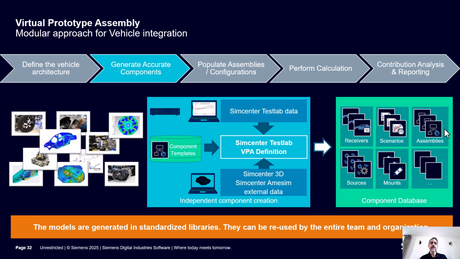Here you find some examples of typical data sources in order to populate this virtual prototype assembly. So we will define accurate components. We will use a library of components from simulation and or from testing. For instance, test lab data, SimCenter 3D, SimCenter AimSim can be used, as well as external data from other software. Once these component models are created, they are selected for the specific architecture, and then the assembly is done and we can post-process the results.